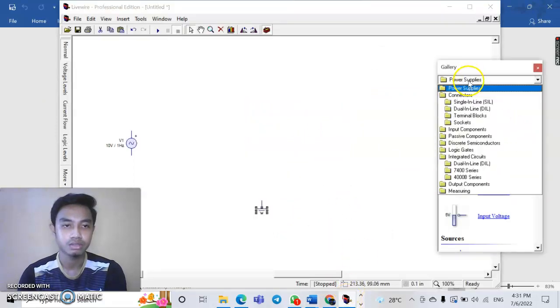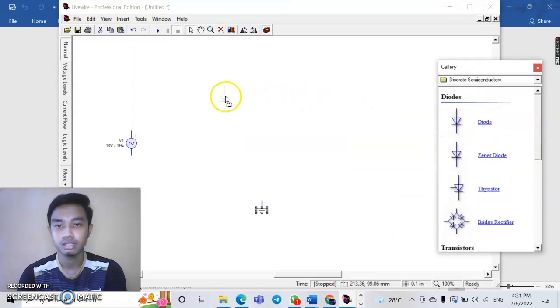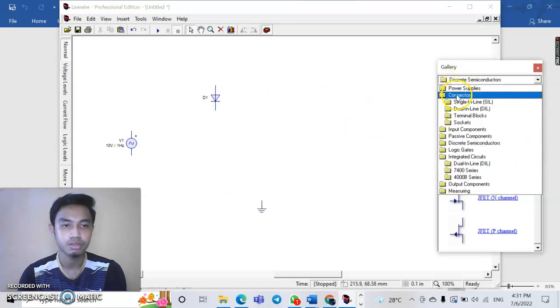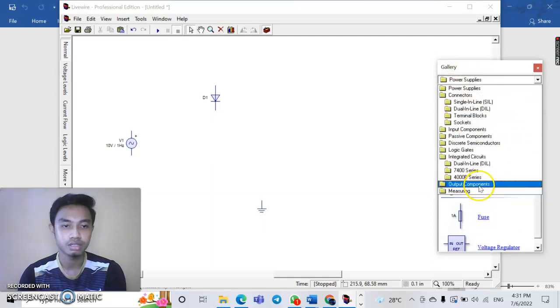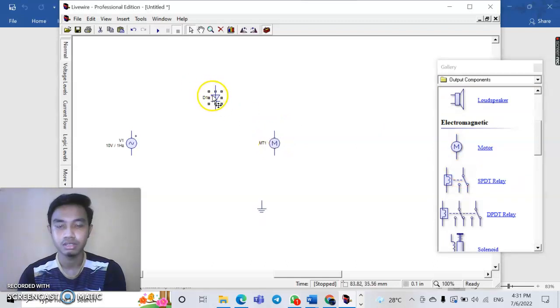For the diode, we go to the discrete semiconductors. And for the motor, at the power supply. Oh no, at the components. So this is the motor. After that, we need to connect the circuit using the wire.